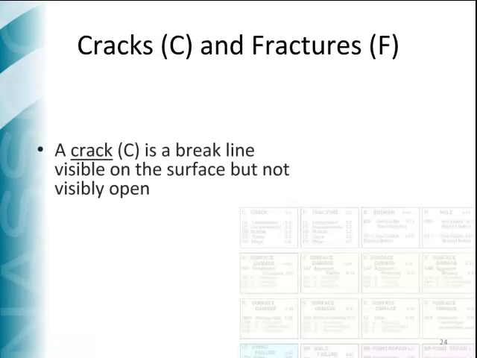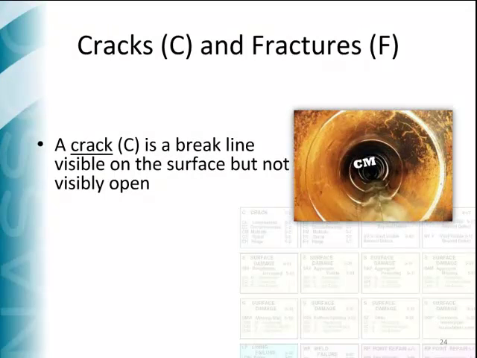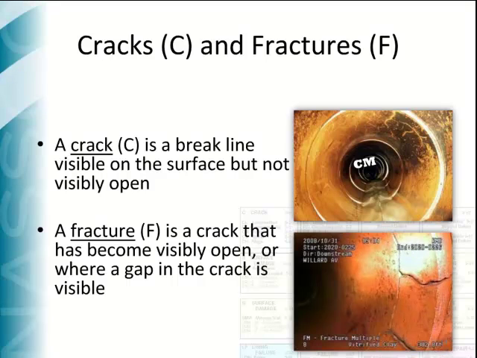A crack is represented by the letter C and describes a visible break line on the surface of the pipe, which will have pieces of the pipe still in place and not visibly open. A fracture is represented by the letter F. A fracture is an advanced stage of a crack where the pieces of the pipe are noticeably open.